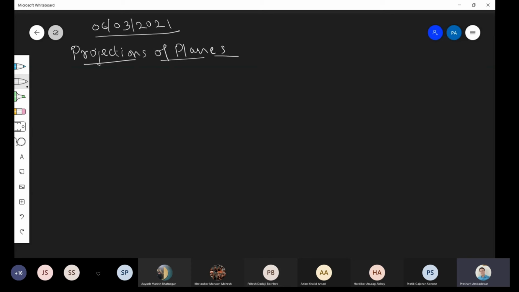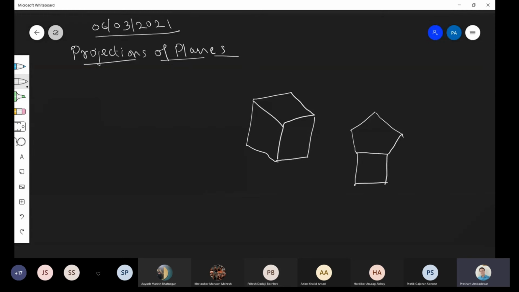Now, what is a solid? A solid is something like this. This is called a solid. And this solid is called a prism. It can have any shape. It can have a pentagonal shape. It can have a hexagonal shape. It can also have a triangular shape like this.